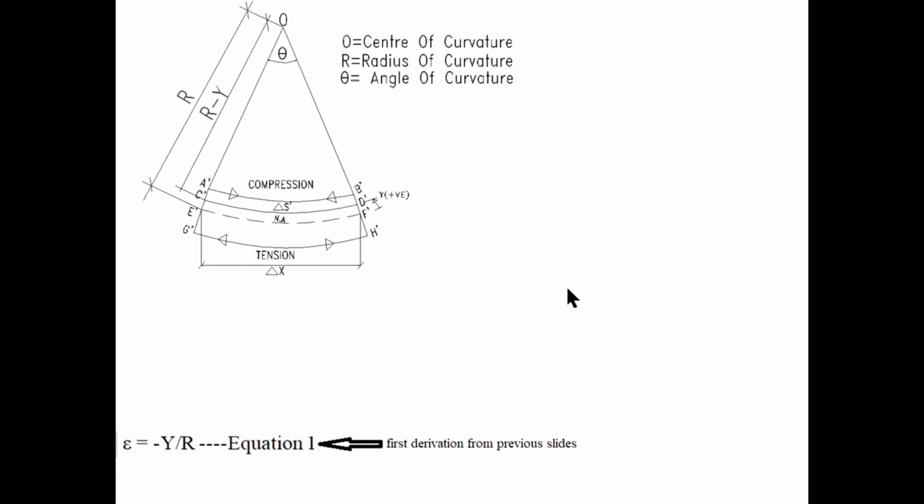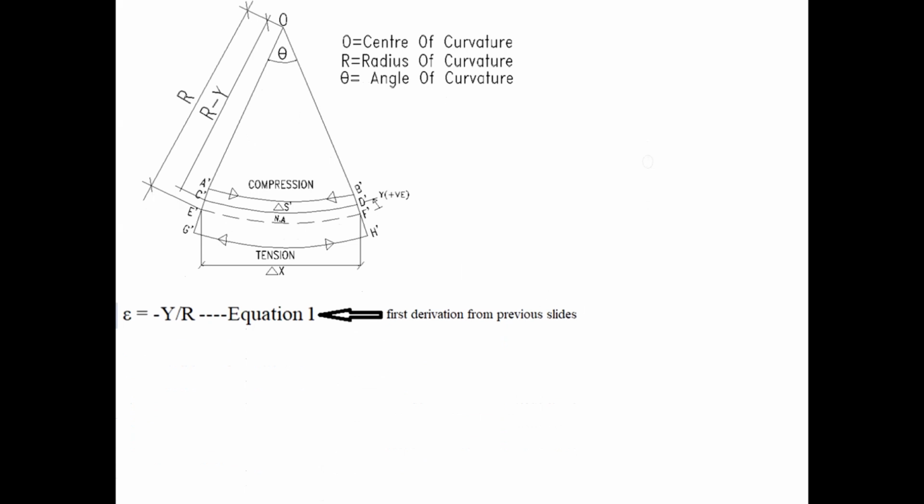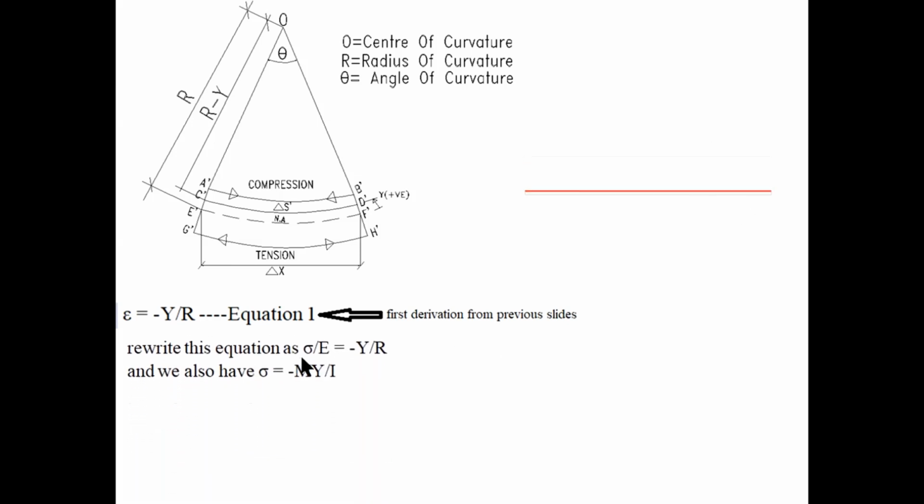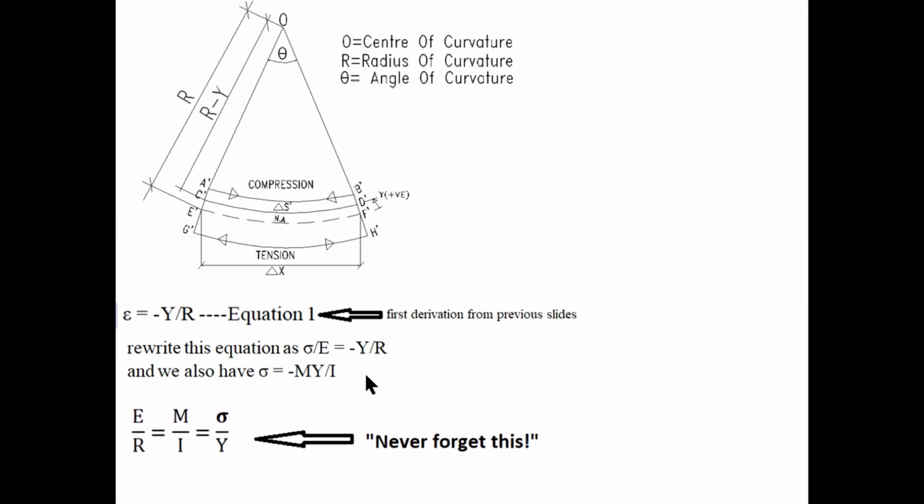If we go way back to equation 1, which is the strain is equal to minus y over R, and using Hooke's law again, we can rewrite the equation as sigma divided by E is equal to minus y divided by R. But now we also know that sigma is equal to minus My divided by I. So after rearranging all of this, we can say that E over R is equal to M over I is equal to sigma over y. And this is obviously taking the absolute value of this equation.